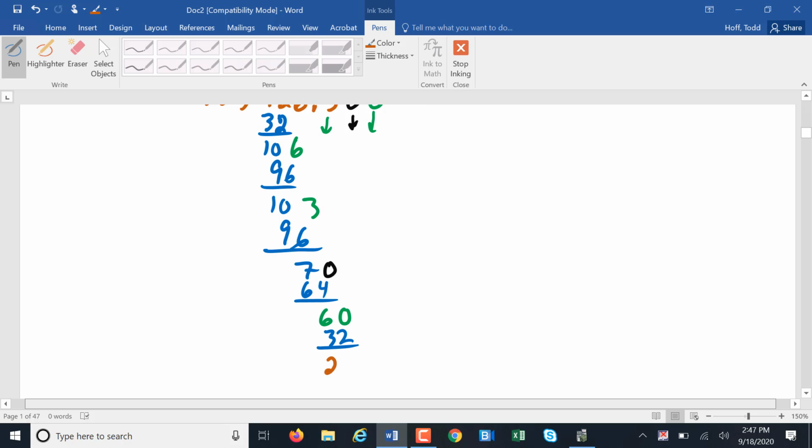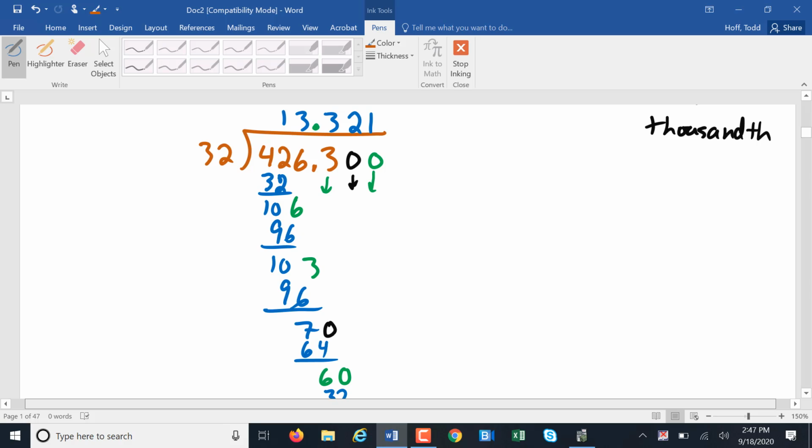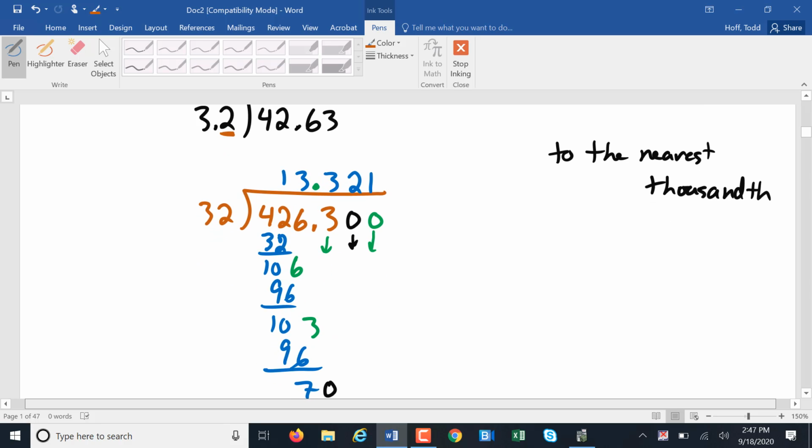There would be 28 left over. Now we're at the thousands place. Does that mean we're done? Not quite. Remember, to the nearest thousandth implies that we're going to be rounding it to the thousandths place. To round it there, we need to know what the next digit is so we know whether we keep it the same or round it up.